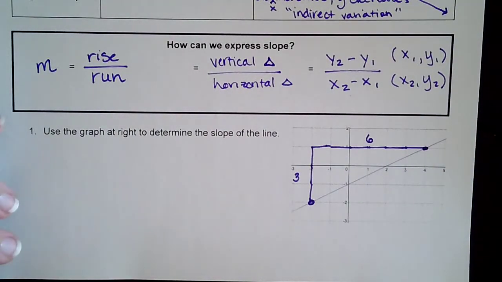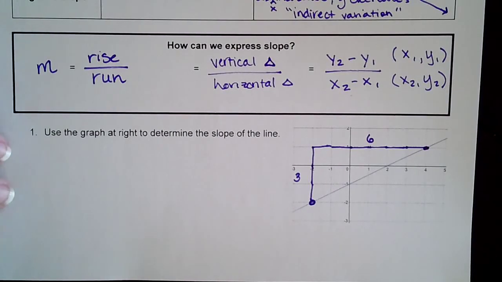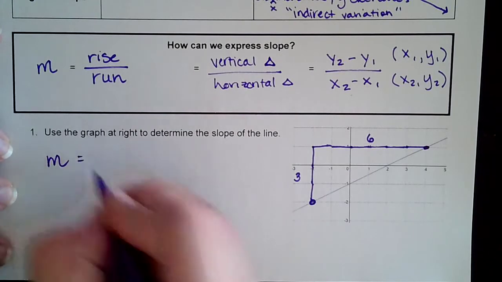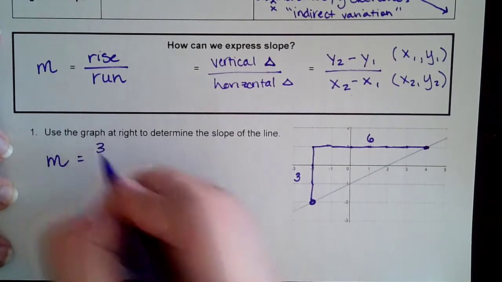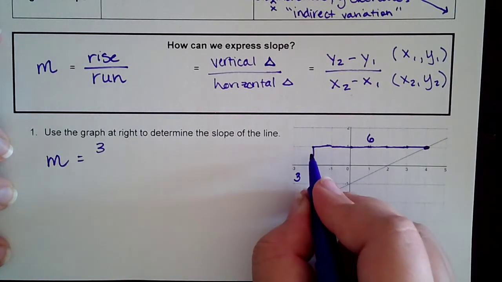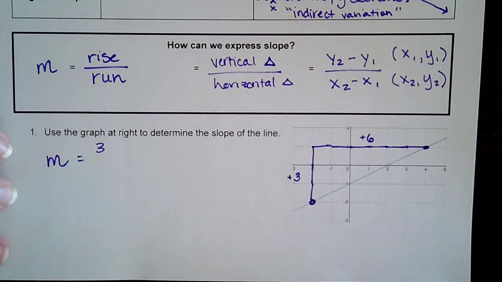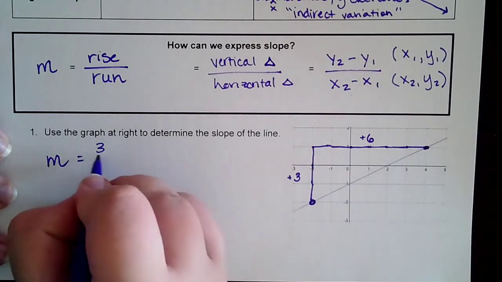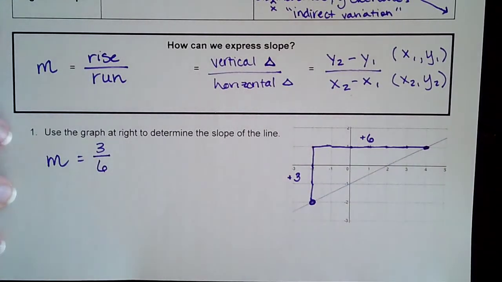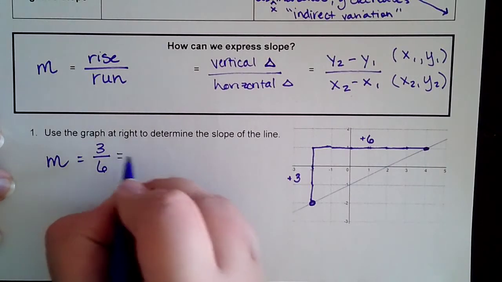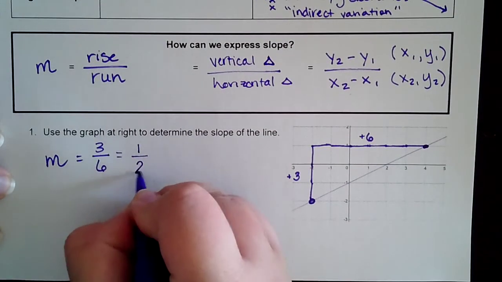So if I were to put that into the formula I was given up here, my slope, my m, would equal my rise, which was 3. I went up 3, positive, and I went over positive 6. I'm just putting those in there so that you notice we've got a positive and a positive, and when I put them into the formula, I get a slope of 3 divided by 6. I can reduce this and write my slope as 1/2 as well.